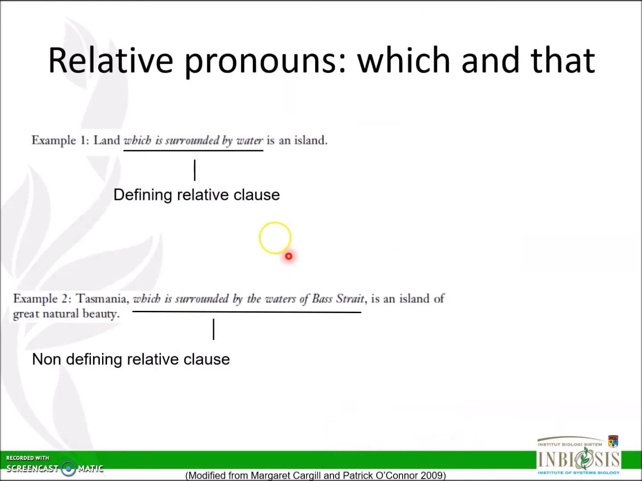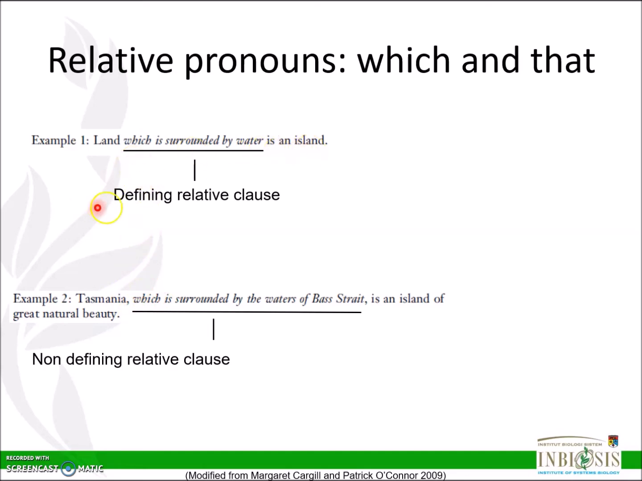Another common problem for scientific writing is using relative pronouns, which and that. Let us examine two examples here. Land which is surrounded by water is an island. And secondly, Tasmania, which is surrounded by the waters of Bass Strait, is an island of great natural beauty. Both examples use which, but only one of them uses a comma. What makes the difference?